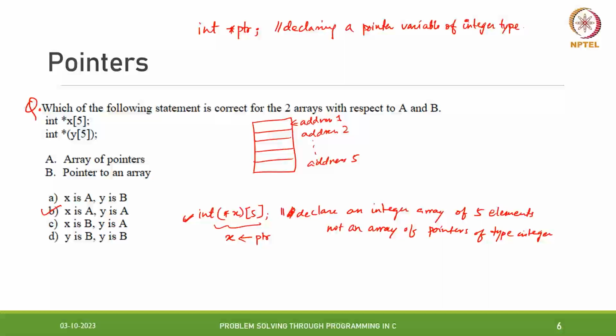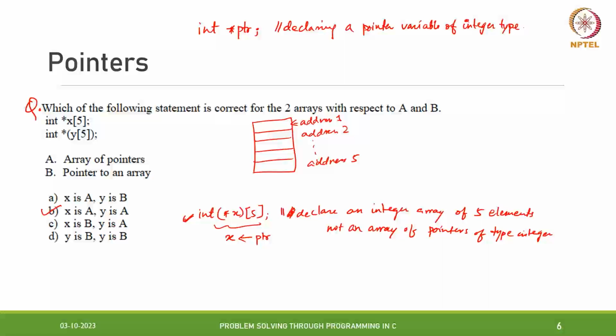Basically, let's say in our current systems, I think everyone here would have a 64-bit system. The size of a pointer is 8 bytes, and the size of an integer is 4 bytes. So if I write this, that means I am defining, and I check the size of star x, that would give me a size of 5 into 4. That means this star x is an integer array.